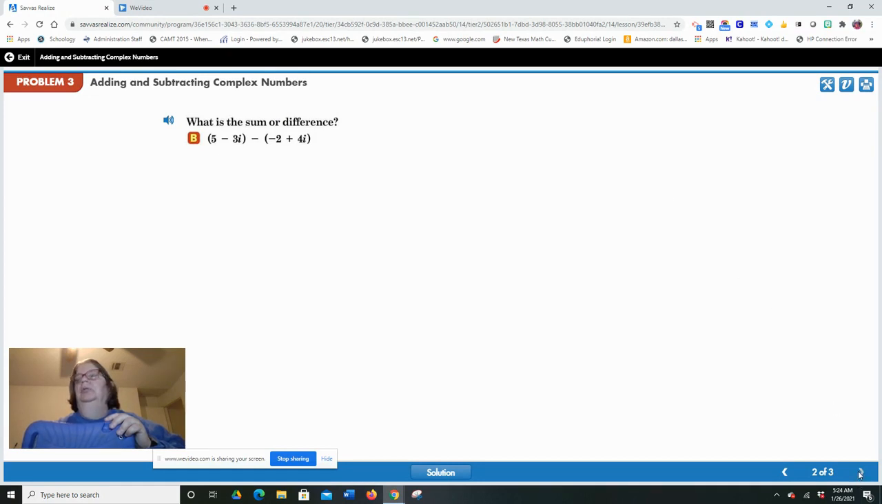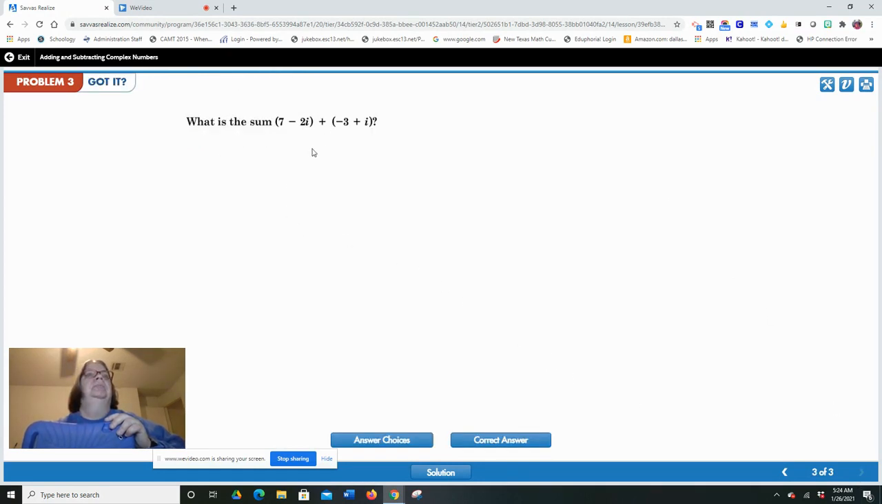Okay. One more. What is the sum? Again, we're going to add the real parts and add the imaginary parts. So we have 7 plus negative 3, which is 4. Negative 2i plus i, negative 1. So 4 minus i. Let's look at our answer choices. There it is. I say B. What do you say? You agree? There we go. B it is. That's adding and subtracting. It's just adding the parts without the i, adding the parts with the i. It's just like adding like terms. It's really pretty easy.